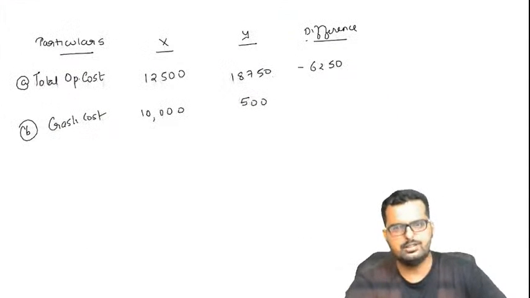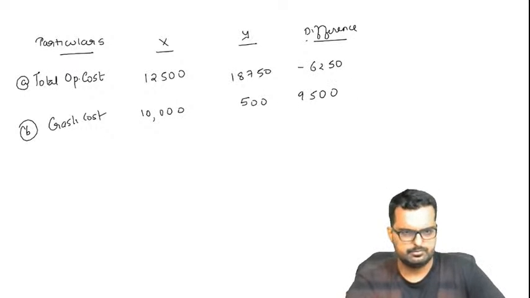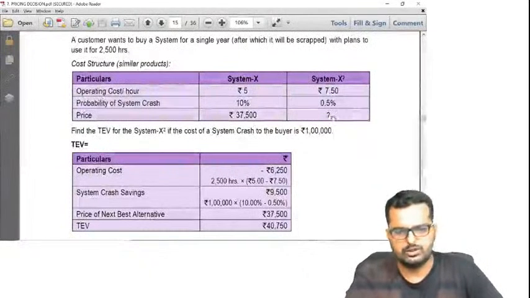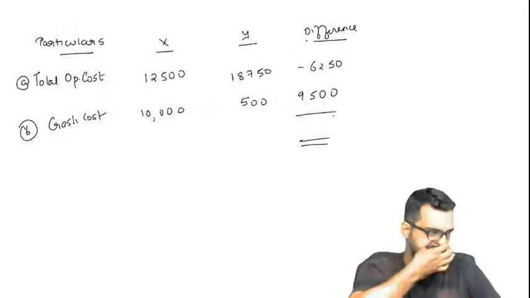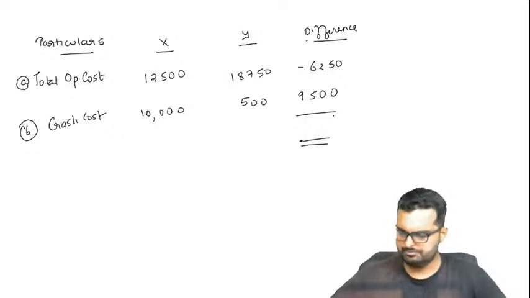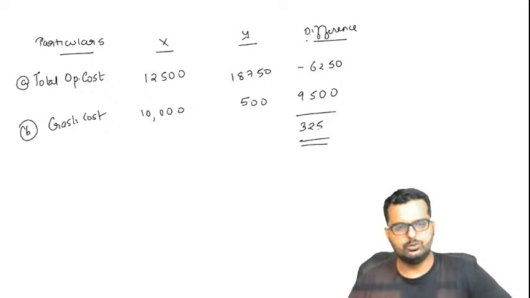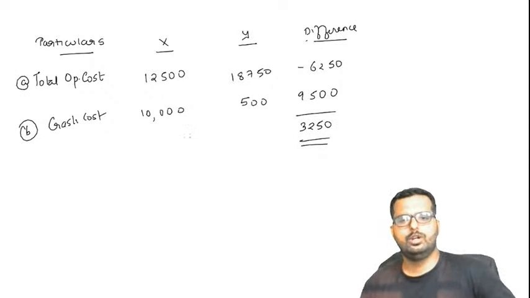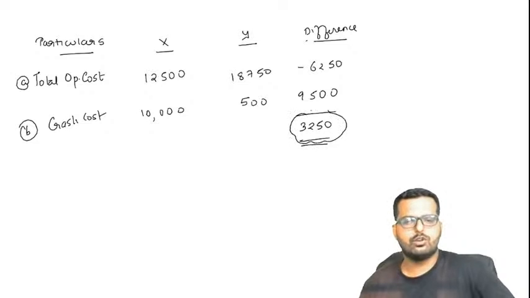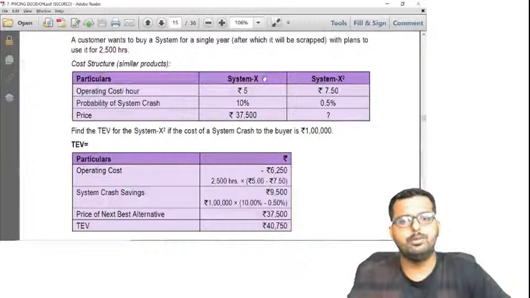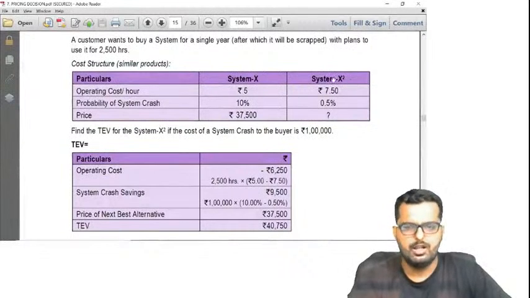Alright, so if you look at this differential, 9,500 is turning out to be the differential. So what is the net differential that you are getting over here? Can you tell me? Let's add it up. Do I get the answer as 3250? Okay. So 3250 is the extra cost which you end up paying if you are going for system X when you compare it with system Y.